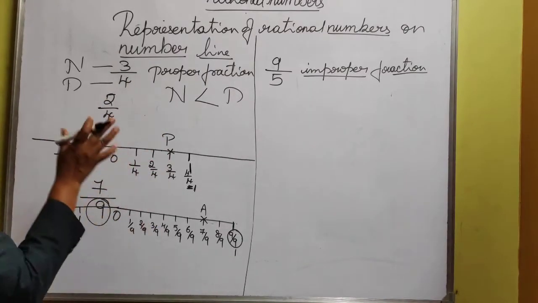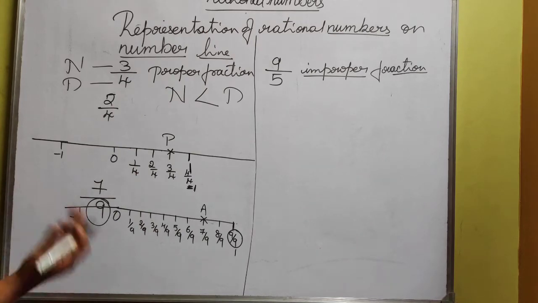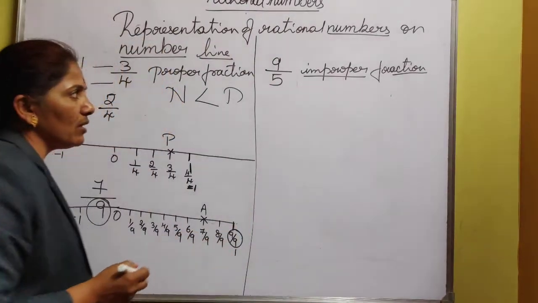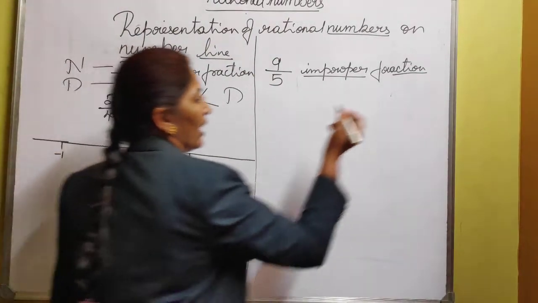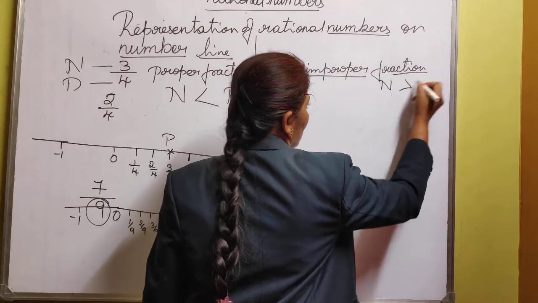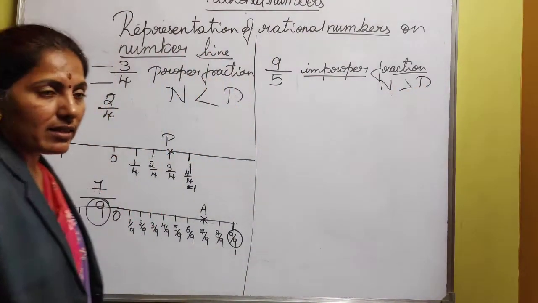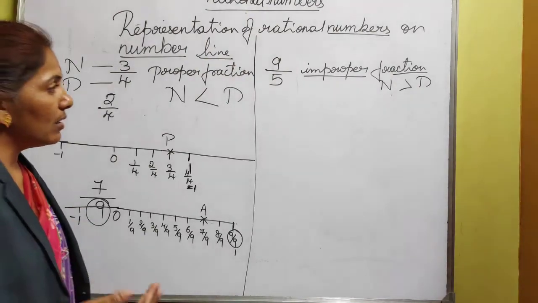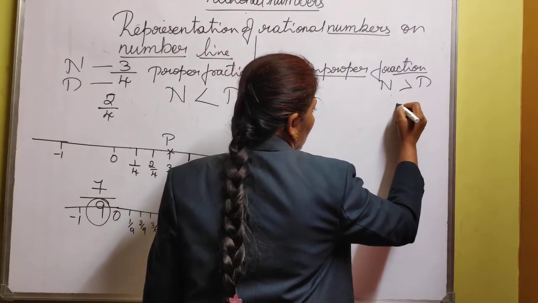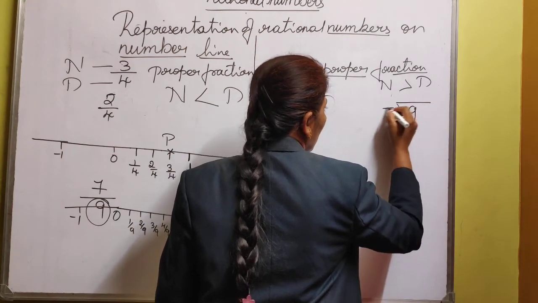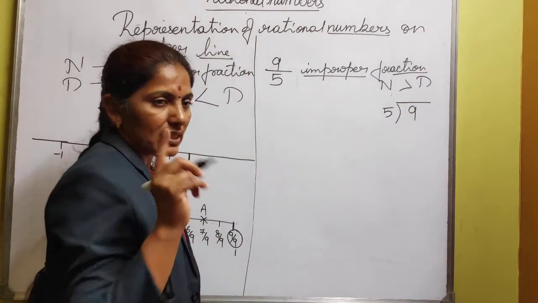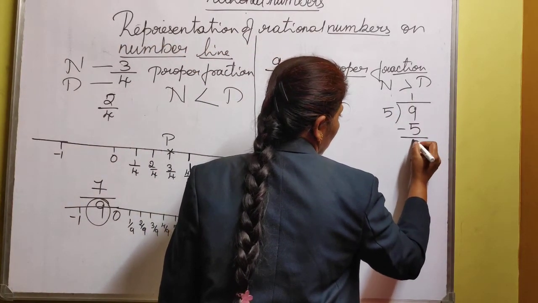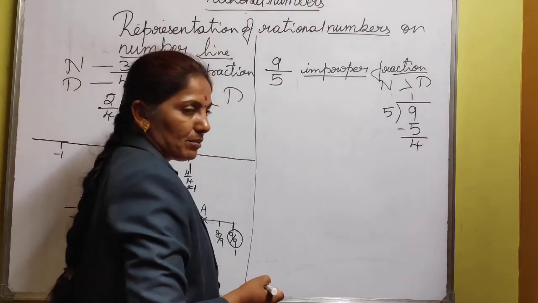So this is all about, when a proper fraction is given to you, how to represent the rational number on the number line. Now the improper fraction: you can observe here the denominator value and the numerator value. The numerator value is more than the denominator. A very simple method to represent this on the number line is that you divide 9 by 5. 9, how many times? 1 times 5 is 5. So I can get the remainder as what? 4, 9 minus 5 is 4.